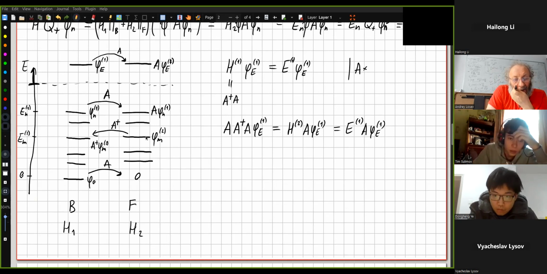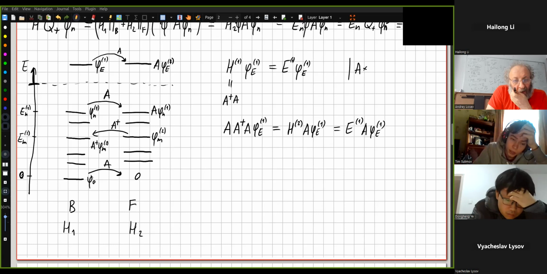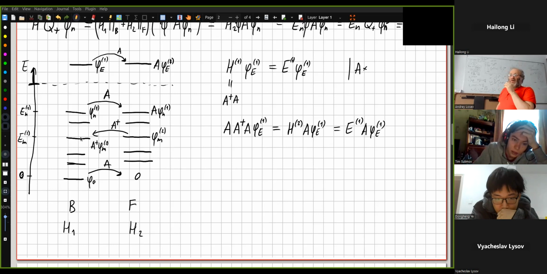So in the beginning, we assumed that we normalized H1 to have a zero energy ground state. So phi naught has energy zero here. And when we act with A on it, we get zero. Now all the other eigenstates of H1, except phi naught, get transformed into wave functions for H2 when we act with A. And that goes both for bound states and unbound states as well.